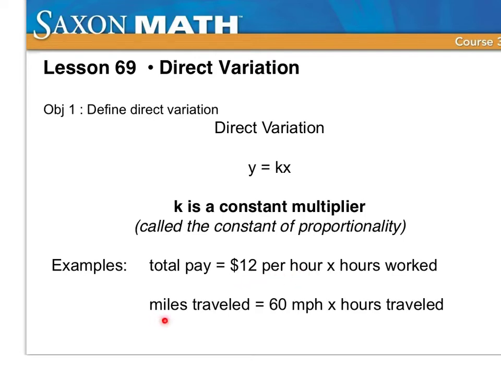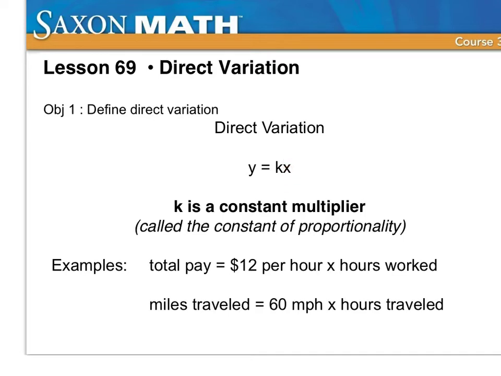Same thing here. Another example is miles traveled. If I say I'm traveling 60 miles an hour, then my number of miles traveled will increase 60 miles every hour I travel. So if I travel 1 hour, it's 60 miles. If I travel 2 hours, it's another 60 miles, which is 120. And then if I travel 3 hours, that's another 60 miles. So the rate, okay, is the same every single time. That's this k number. Okay, it increases the same amount every single time that one of the variables changes.